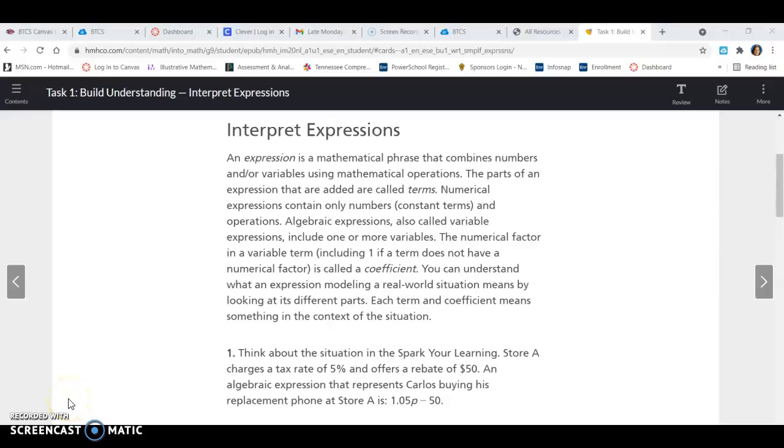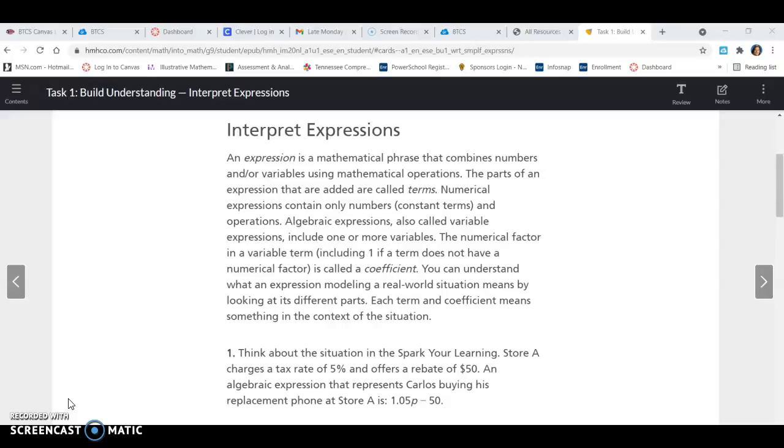Hey guys, we're continuing with lesson 2.1 from the textbook. We're going to work on task 1 together, and then I'm going to ask you to work on tasks 2 and 3 on your own. So let's look at this one as we need to interpret expressions.